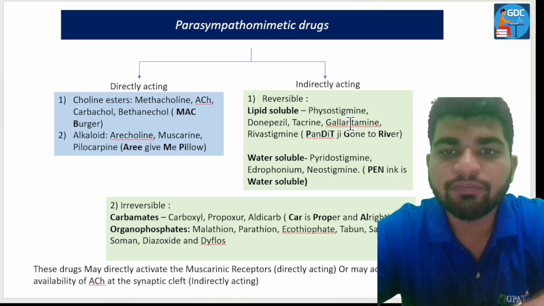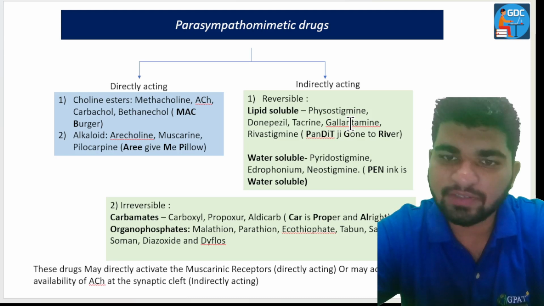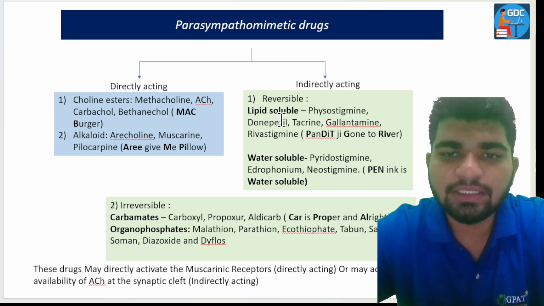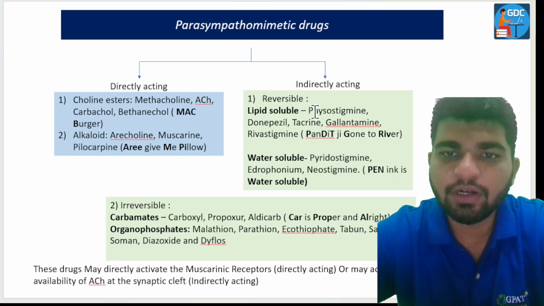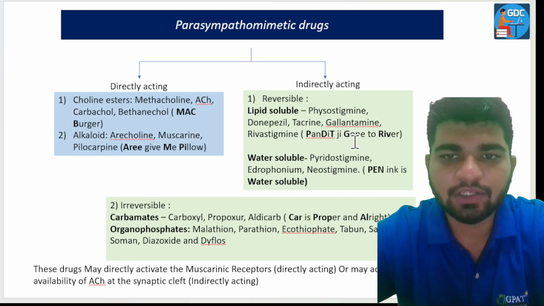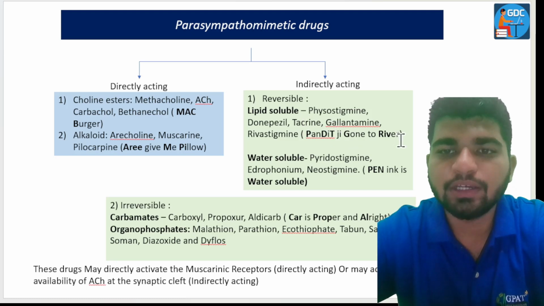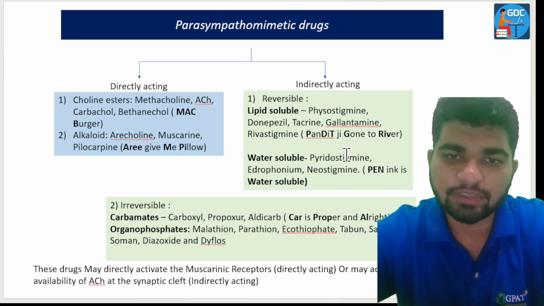So these drugs include physostigmine, donepezil, tacrine, galantamine, and rivastigmine. Here you can learn this through a trick, that is Pandit G gone to river. P for physostigmine, D for donepezil, T for tacrine, gone for galantamine, river for rivastigmine. Pandit G gone to river.